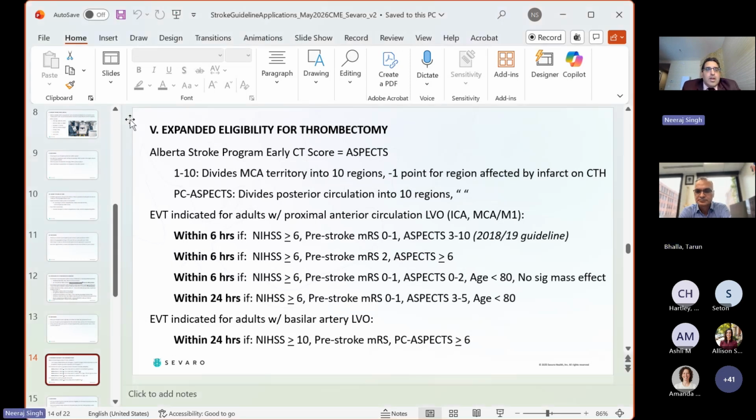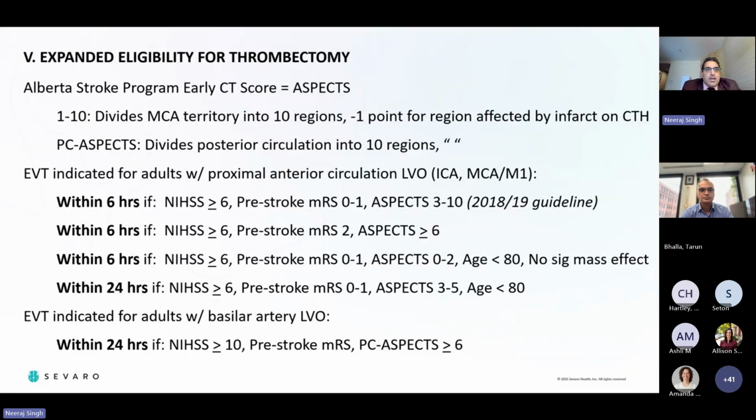So thank you. I'll go into the next set of important guidelines. There's a lot of information here, but I'll try to go through this step by step so it's clear. And Dr. Bell, you may have some perspectives on this. So, expanded eligibility now for endovascular thrombectomy.